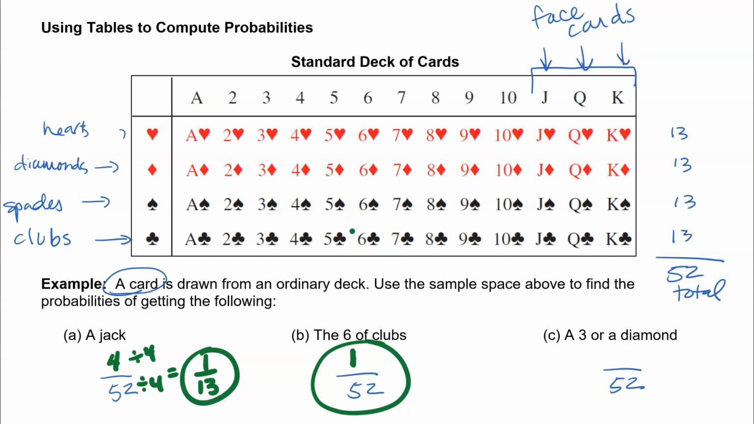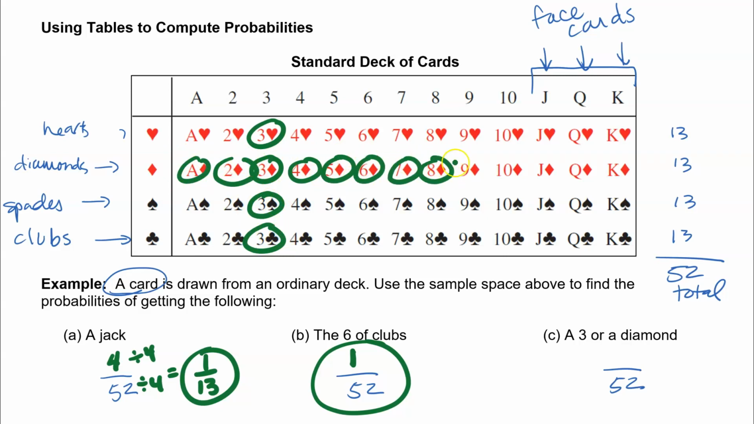So this one's trickier because if you count the 3s, there are 4 3s. And if we count the diamonds, there are 13 diamonds, but we don't want to count that 3 of diamonds twice. So I would just circle everything that applies and then count them and make sure you don't count anything twice. So we've got 1, 2, 3, 4, 5, 6, 7, 8, 9, 10, 11, 12, 13 diamonds, 14, 15, 16. So there are 16 out of 52 that I circled.